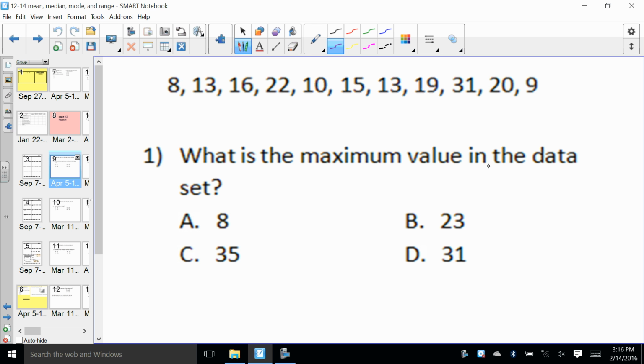What is the maximum value in the data set? So if we look at the data set, we're looking for the maximum value or the greatest value. So go ahead and look at those numbers, looking for the greatest value. Okay, so the greatest value in that data set should be 31. So your answer should be D. So go ahead and write a D in there. You don't have a lot of work to show for that problem. For some of these, you won't have a ton of work to show, but just go ahead and write D.